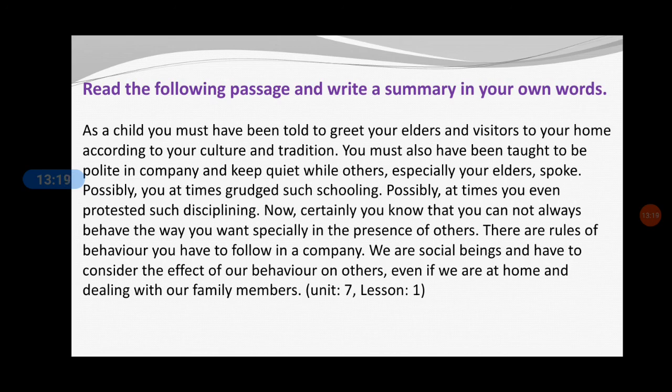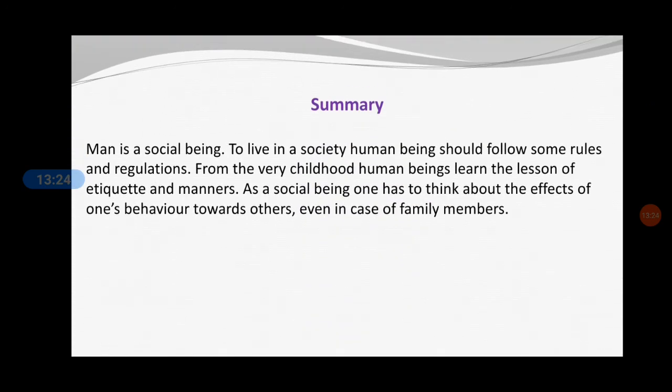So let us see how the summary of this passage is written. Man is a social being. To live in a society, human beings should follow some rules and regulations. From the very childhood, human beings learn the lesson of etiquette and manners. As a social being, one has to think about the effects of one's behavior towards others, even in case of family members. So this is the summary of the whole text.